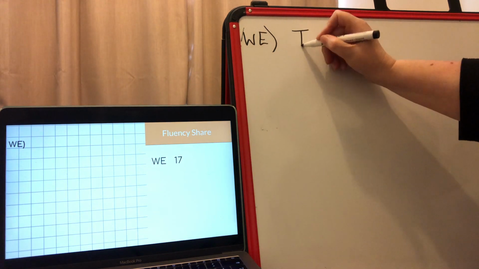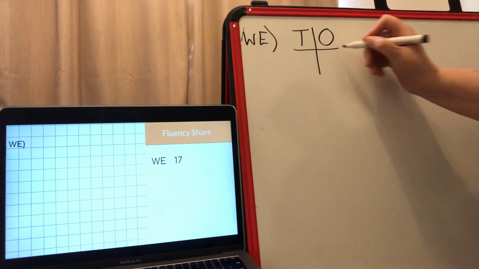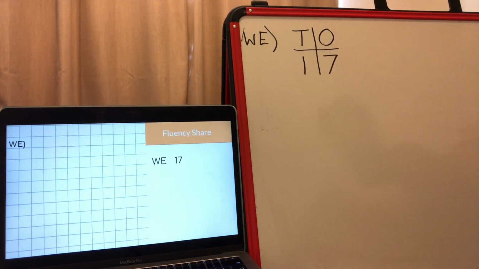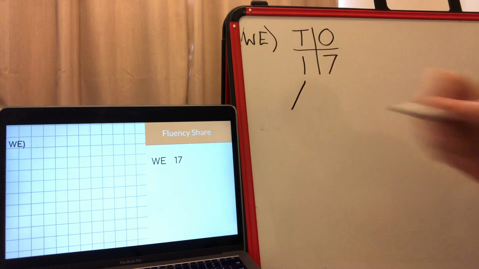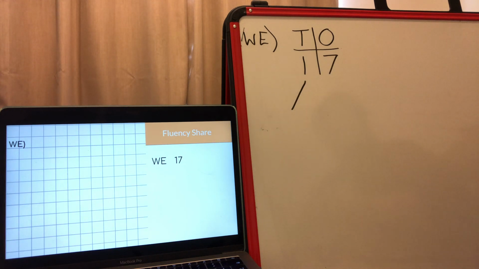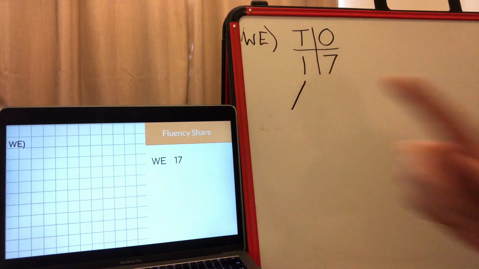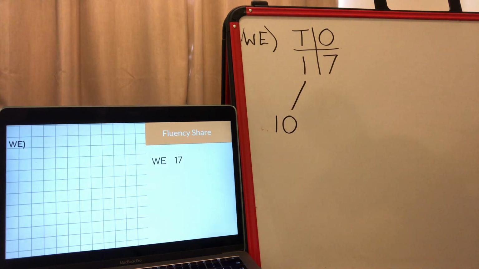Okay, so tens and ones, a line down the middle, a line underneath. Put in your 1 and your 7 for 17. Can you draw a line coming slightly to the side and down from the 1? What's the value of 1 ten? 1 counted in tens. 10. So you need to put 10 down there underneath the 1. That has a value of 10.